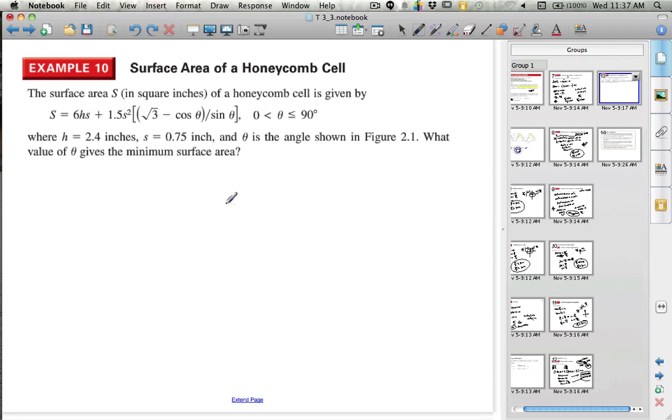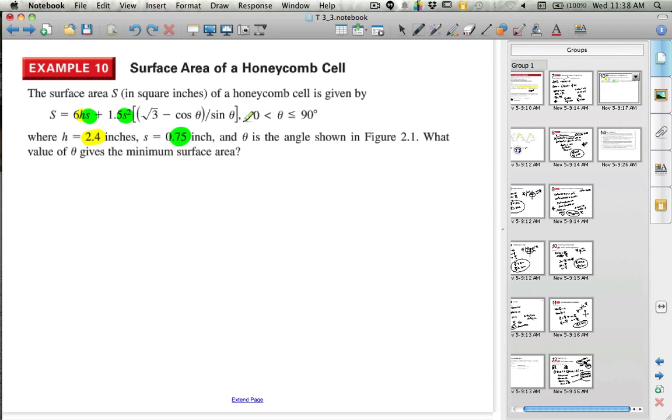Okay, now the last problem we're going to do is we're going to go through looking at surface area of a honeycomb cell. So they give me a formula to use. And I know they're going to supply me with height. So they gave me height is 2.4, so it's going to go there. And then they've given me S, the lower S here is 0.75 of an inch, so that's going to go there, and it's also going to go there.